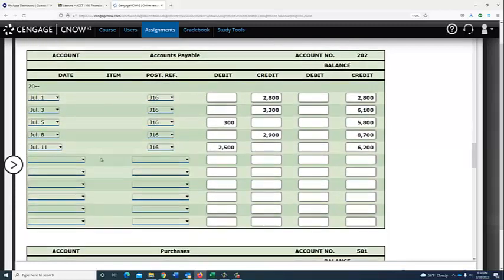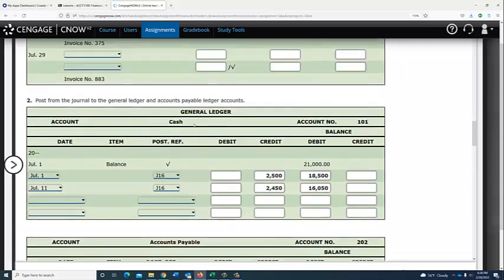Okay, accounts payable was debited on the 13th for $3,300. Okay, so we have a credit balance of $6,200. We debit for $3,300, so we subtract, so our balance is $2,900 in accounts payable.